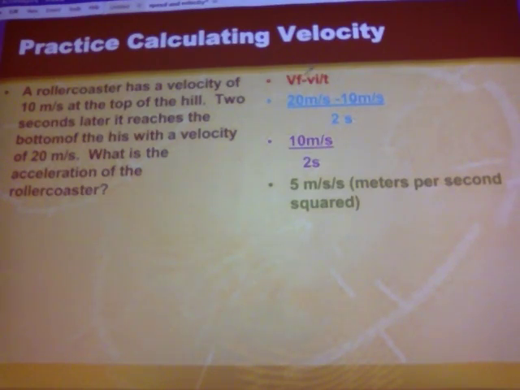So what you do is you take your final velocity, which is 20 meters per second, minus your initial velocity, which is 10 meters per second, divided by 2 seconds, and your answer is 5 meters per second squared. That's the end of speed, velocity, and acceleration.